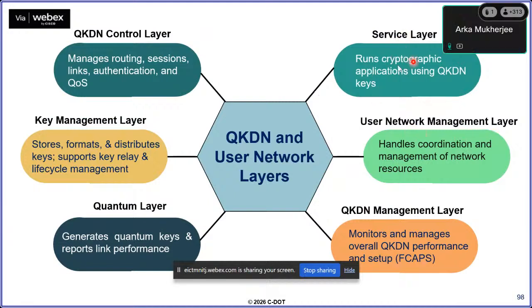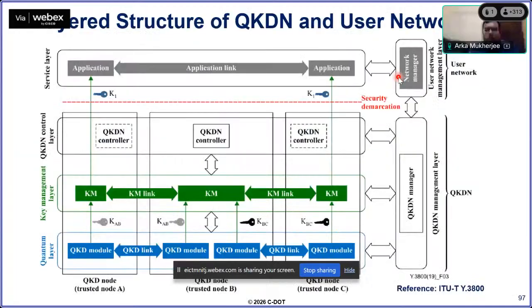So the service layer is basically your application layer where the encryption or decryption is taking place. So this encryptor or this router is placed here. It will request the key from the key management layer, and the key will be supplied through an interface. And once the key leaves your QKD system, then it is the responsibility of the service layer to maintain the secrecy of the key. So that's why the security demarcation comes into the picture.